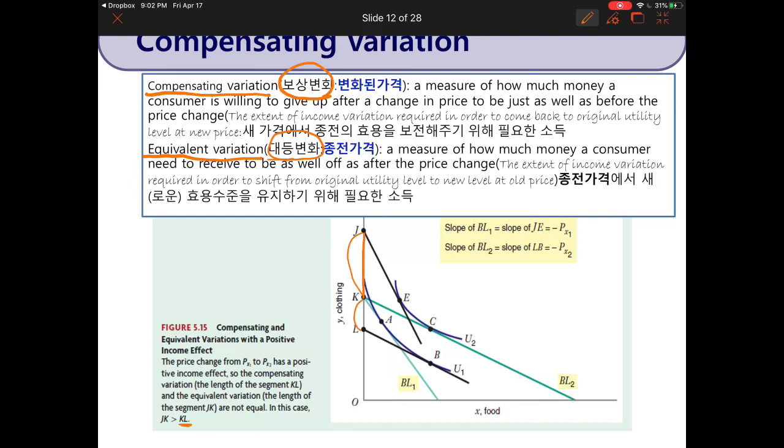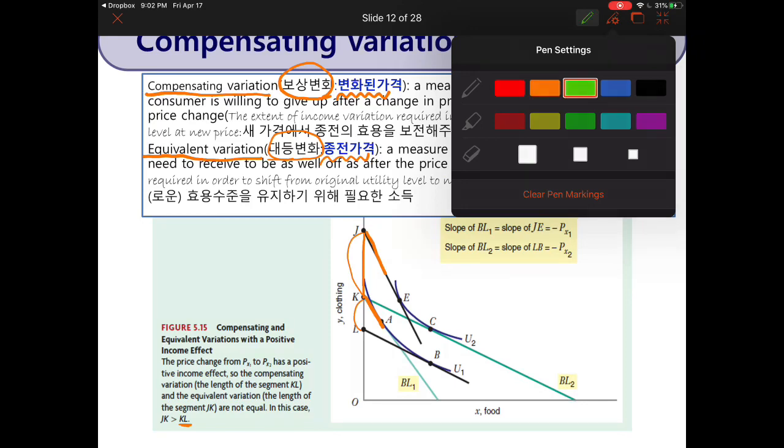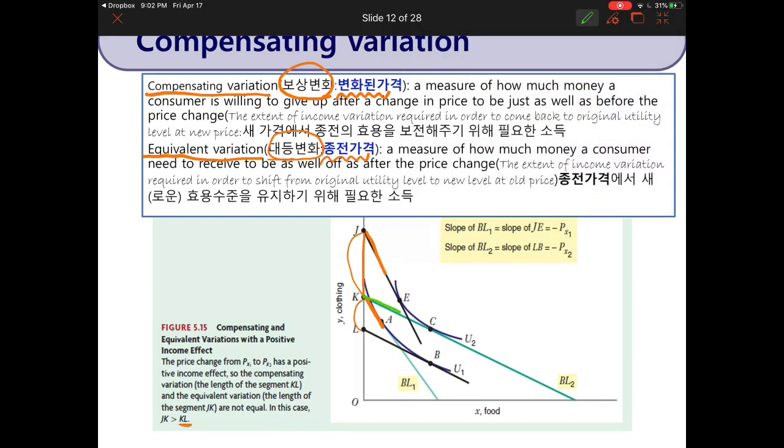자, 제가 여기다 저도 헷갈려 써놓은 거예요. compensating variation은 변화된 가격에서 보는 거고 equivalent variation은 종전 가격이다라고 했는데, 자, 이 두 선은 종전 가격이에요? 종전 가격이죠. 그러면 또 바꿔서 이 두 선은 변화된 가격이에요? 변화된 가격이죠. 그래서 이 KL, 이 디스턴스는 뭐예요? 보상 변화, 변화된 가격. 그 다음에 이 대등 변화는 종전 가격하에서 JK, equivalent variation.